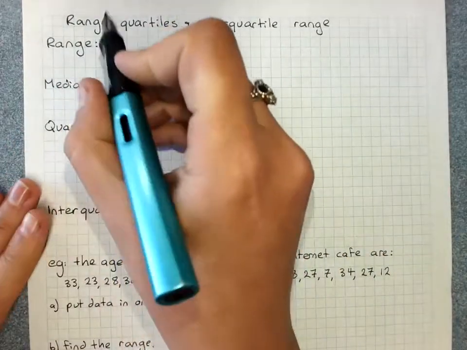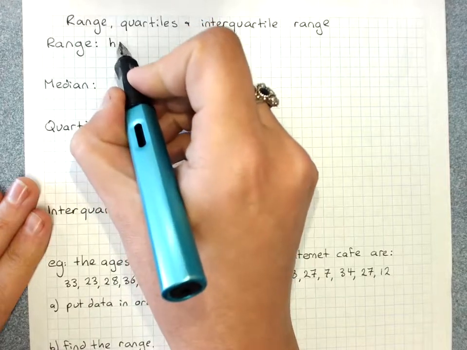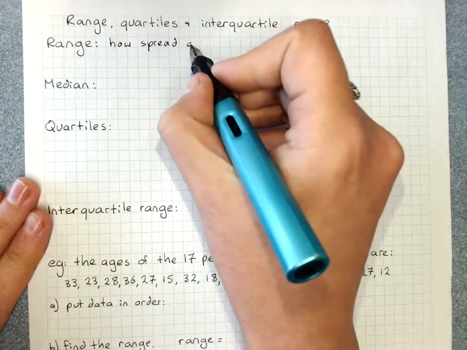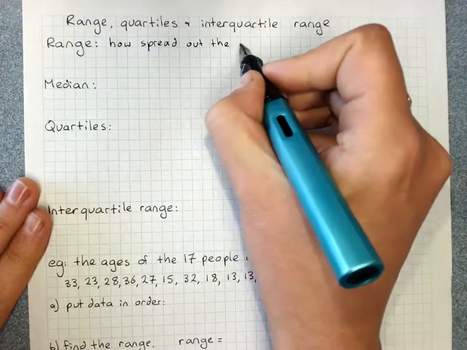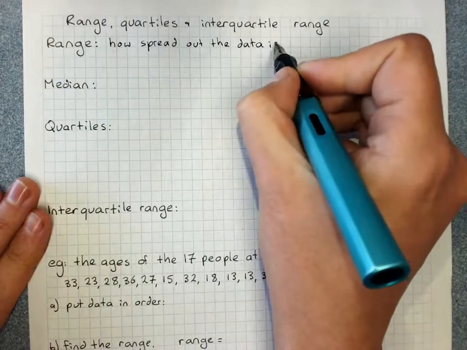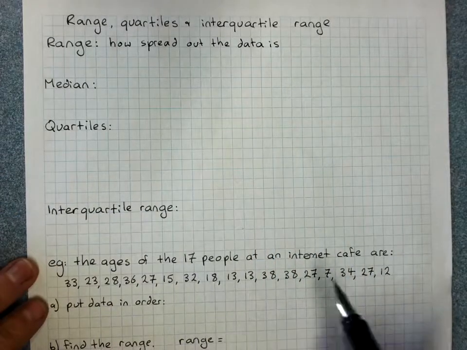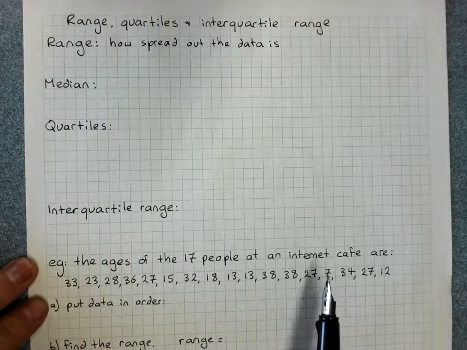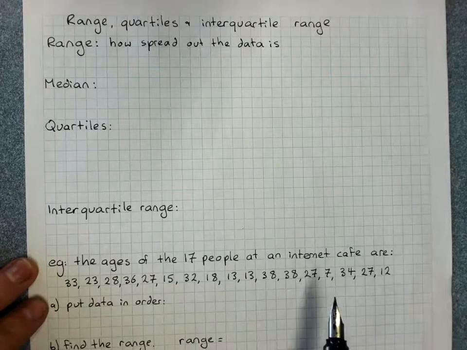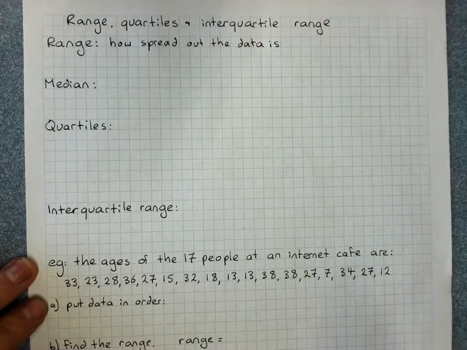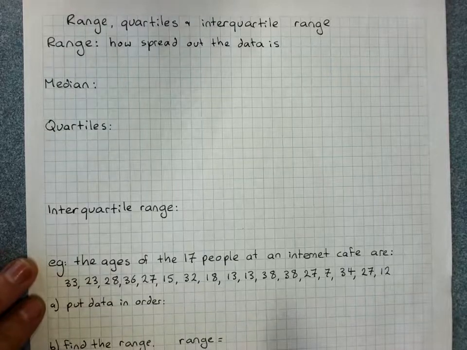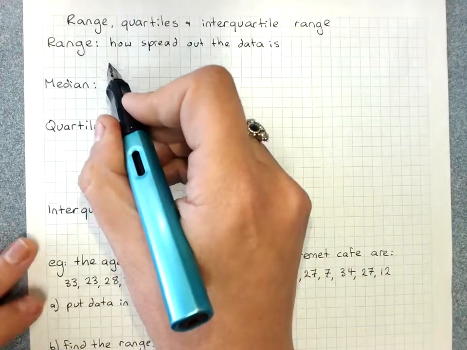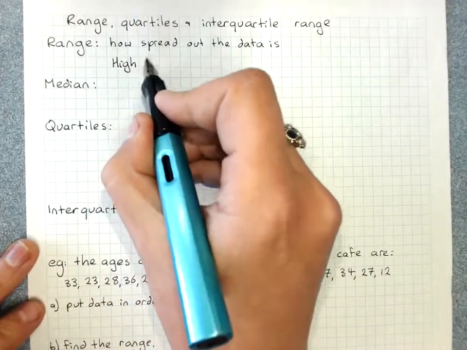So the range defines how spread out the data is. So this data here, the 17 people at an internet cafe, ranges from about 38 down to about 7. So that's quite a wide range of people, whereas we might expect a smaller range of ages, maybe somewhere like a gym. We get the range by doing the highest score minus the lowest score.